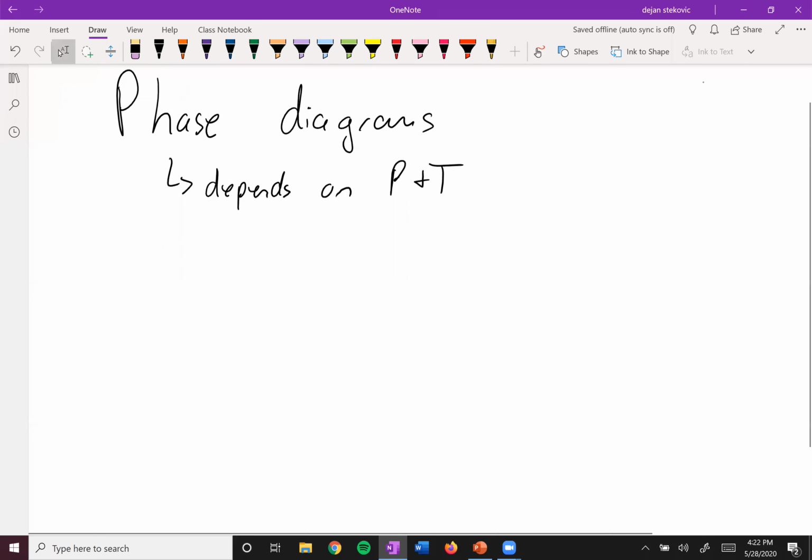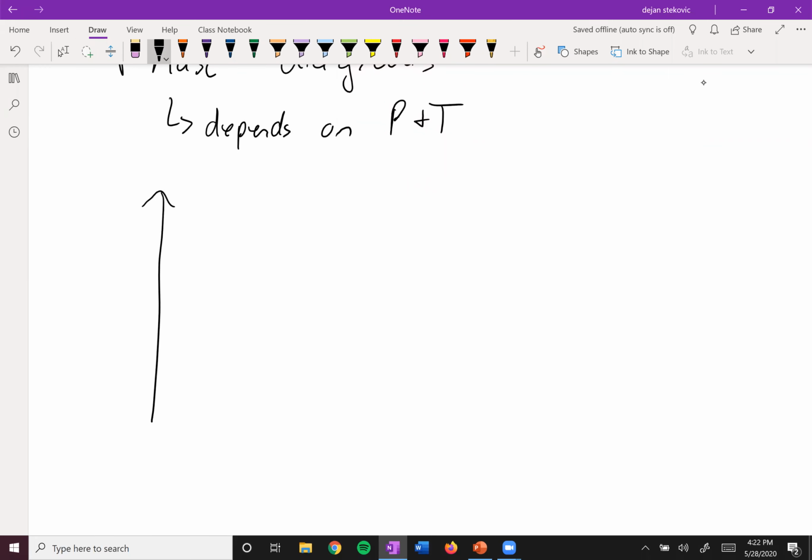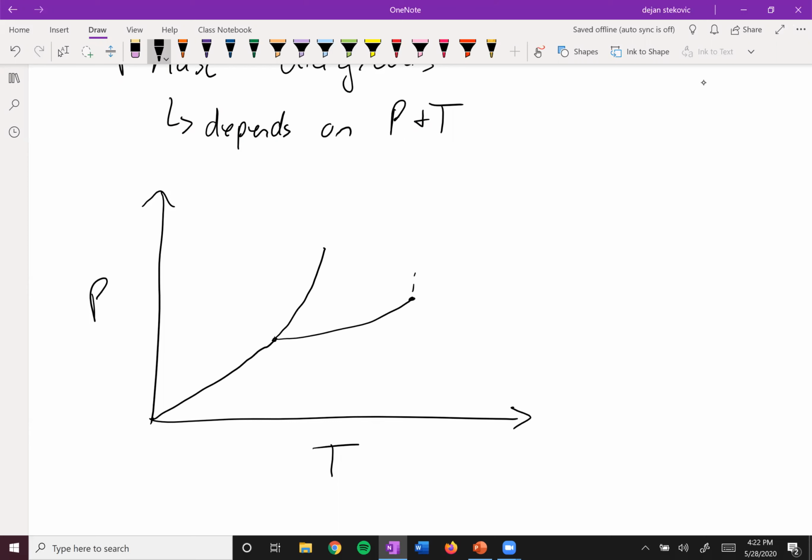Right, pressure and temperature. So on this y-axis, we'll put pressure. On this x-axis, we will put temperature. And so generally these go into little lines, something like this. And so each one of these regions is one of the phases.